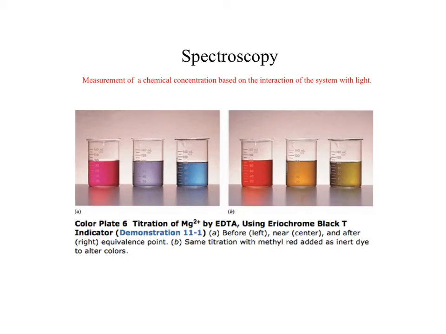Spectroscopy is the measurement of chemical concentrations based on the interaction of light with the system. In our case, we're going to use visible light to measure the concentrations of species like phosphate, nitrate, iron, and, in the lab this week, metal concentrations in the presence or absence of EDTA. Color plate 6 from your text shows how solutions with added eriochrome black T, a dye that complexes with metals, change color in the presence or absence of EDTA.